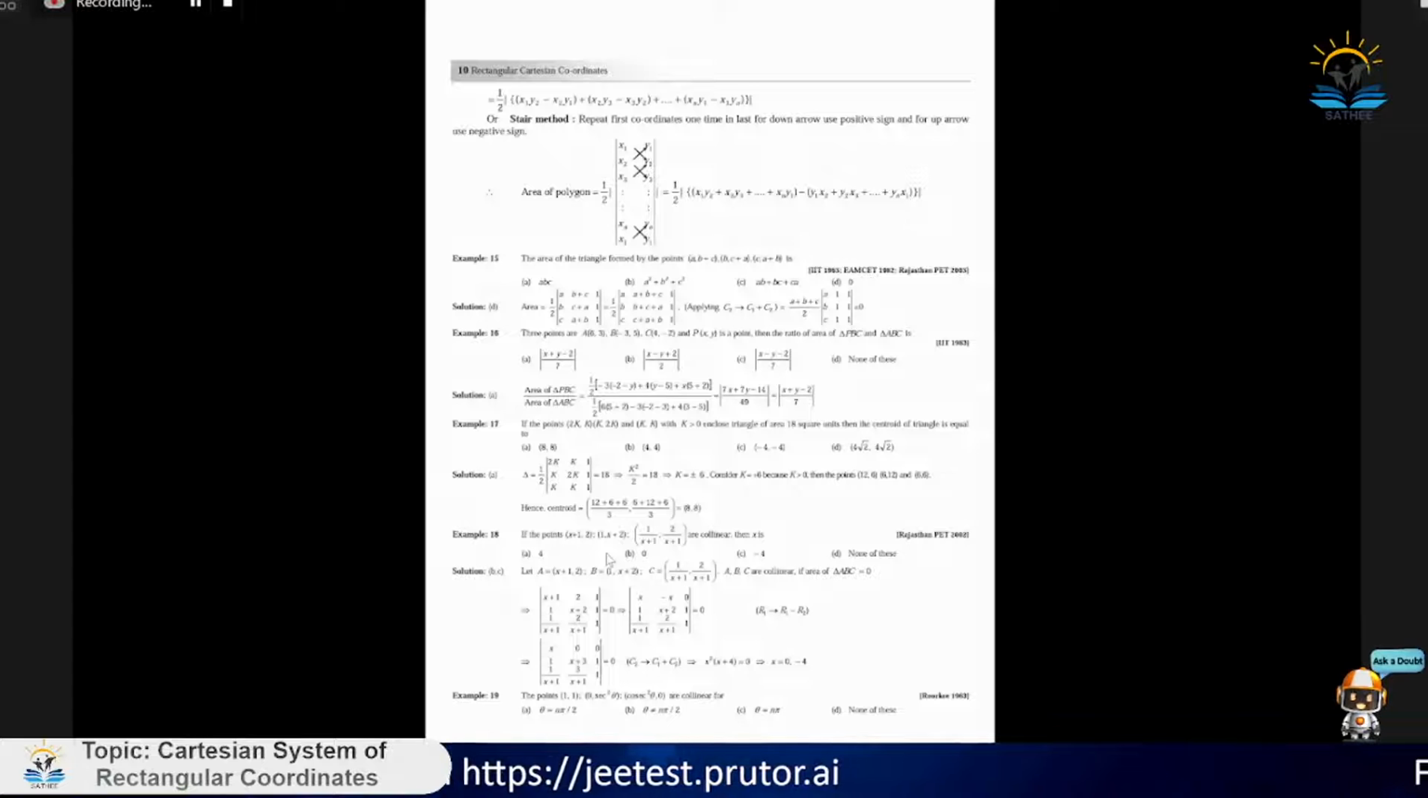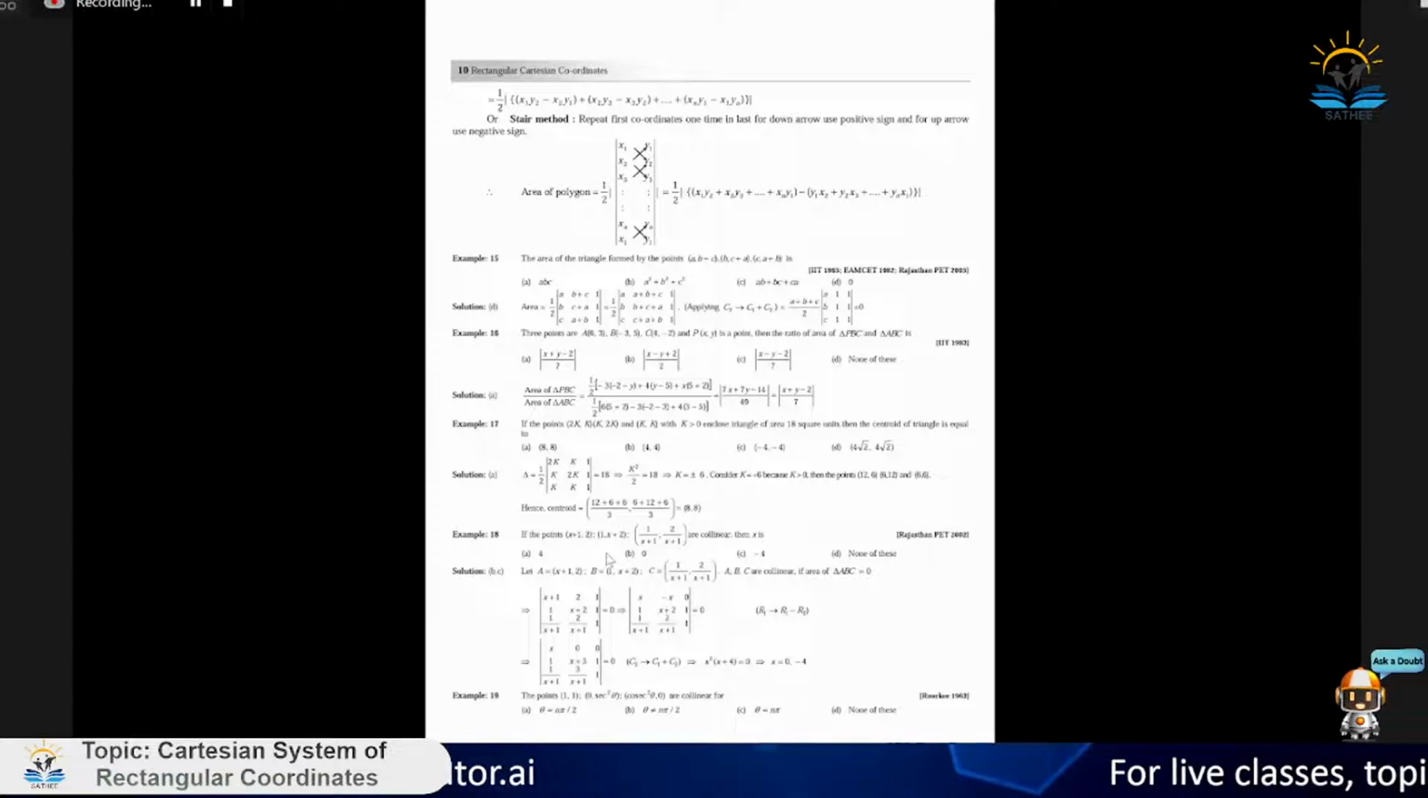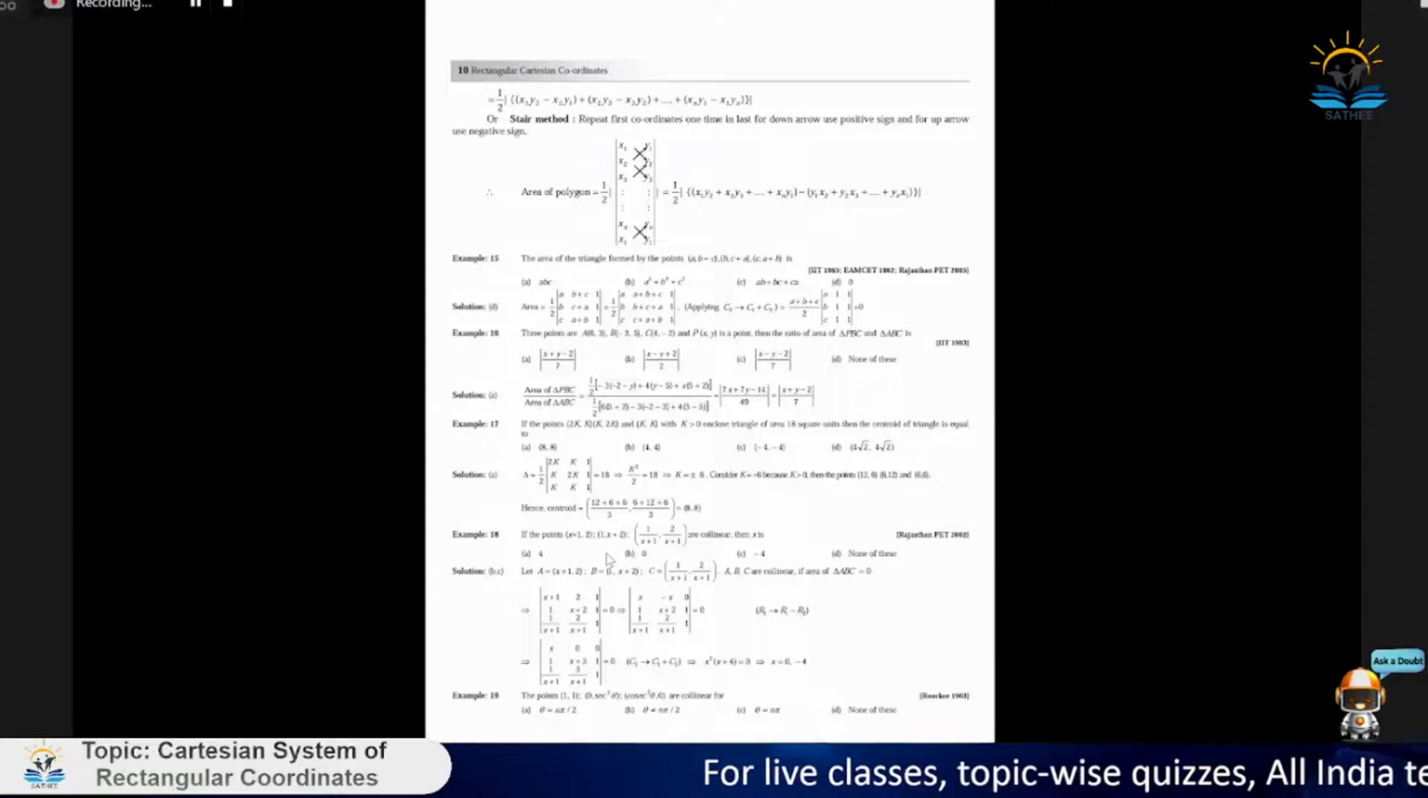As I said before, the area enclosed by any 3 collinear points would be 0. So here we know the area formula, and when we solve for it, we'll get the x value, and from that you can just select the options.